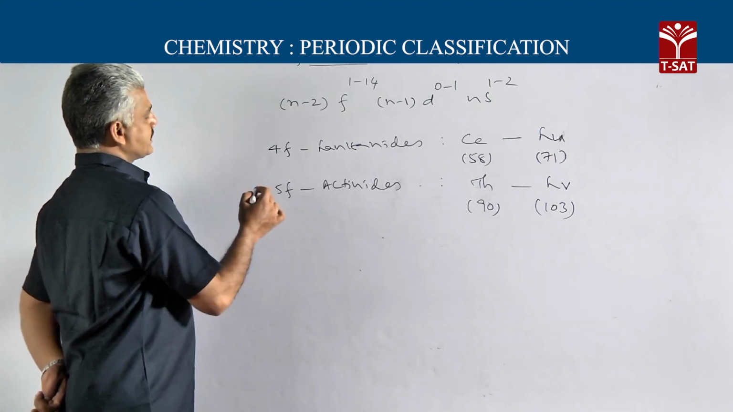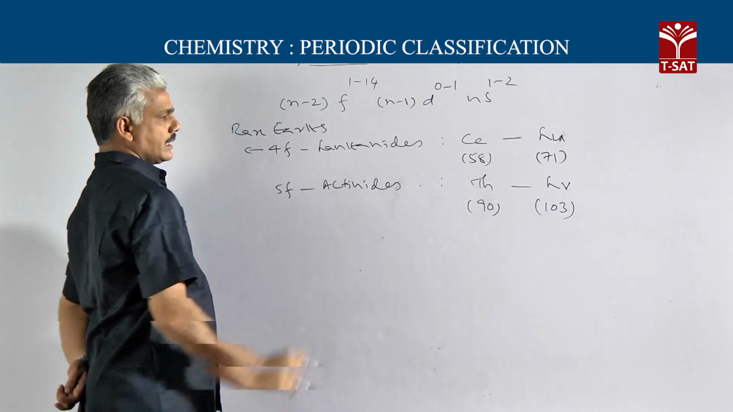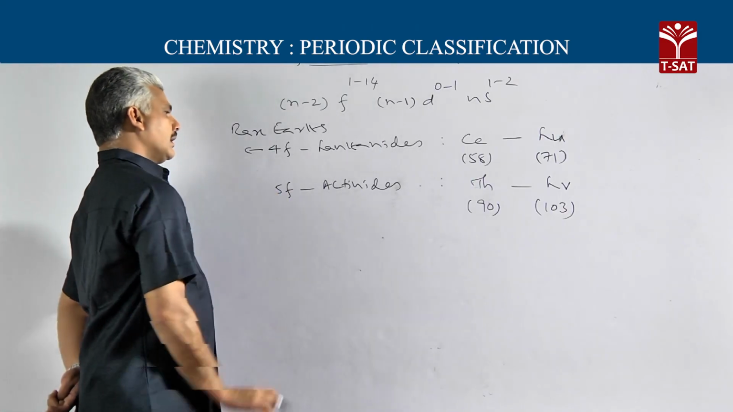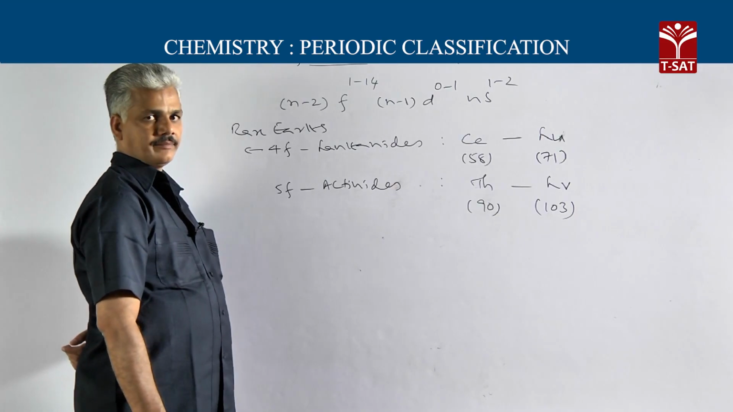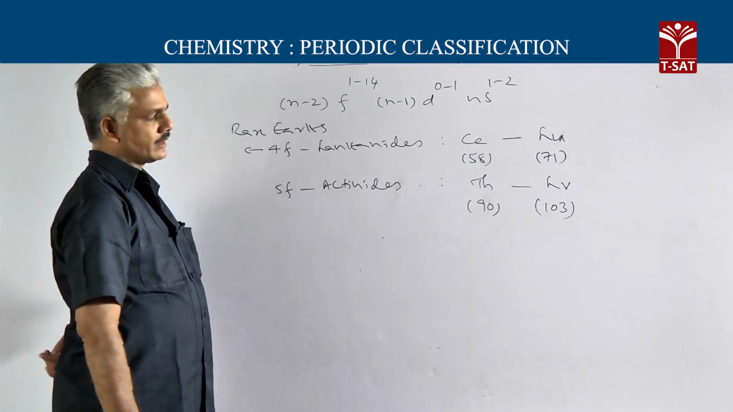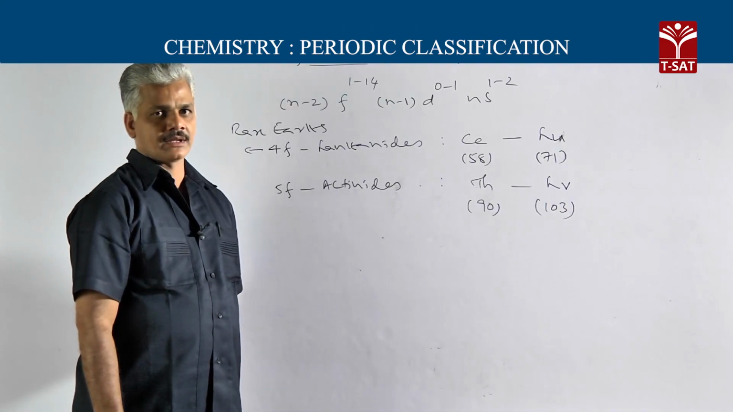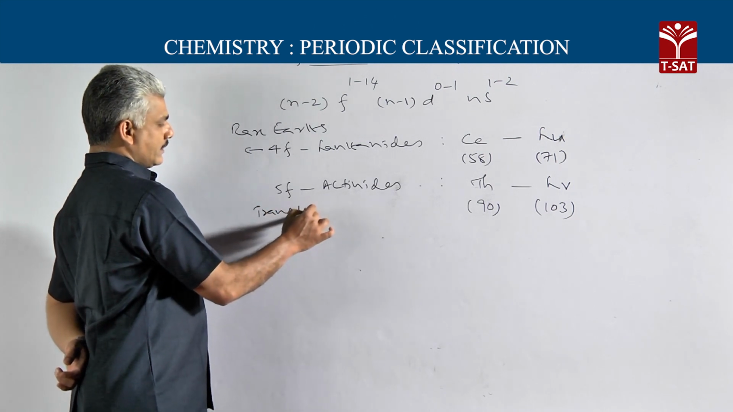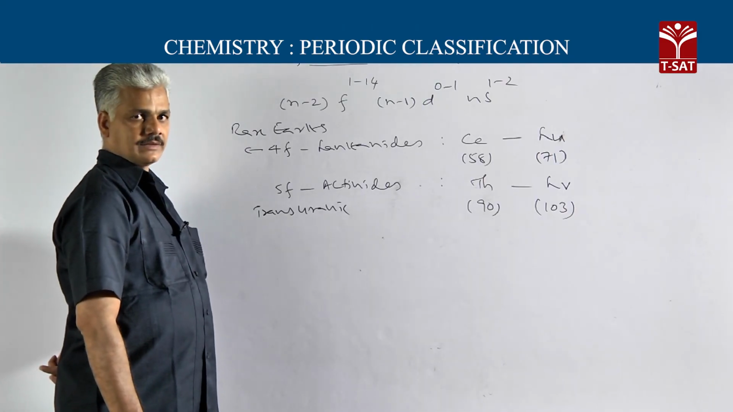The lanthanide elements are also called as rare earths because their availability in nature is very less. In the actinide elements, next to thorium comes protactinium and then uranium. Only these three elements are available in nature. After uranium and up to lawrencium, the elements are man-made. Hence, those elements are called as transuranic elements. And all the actinide elements are radioactive in nature.